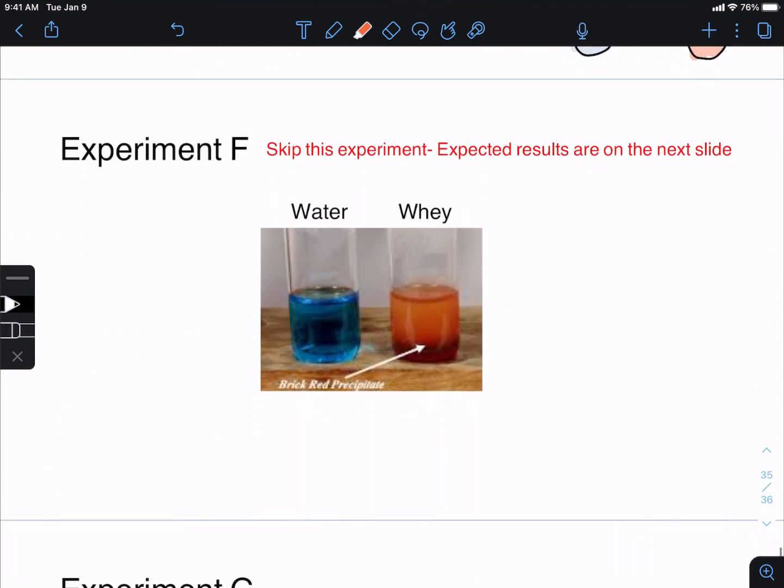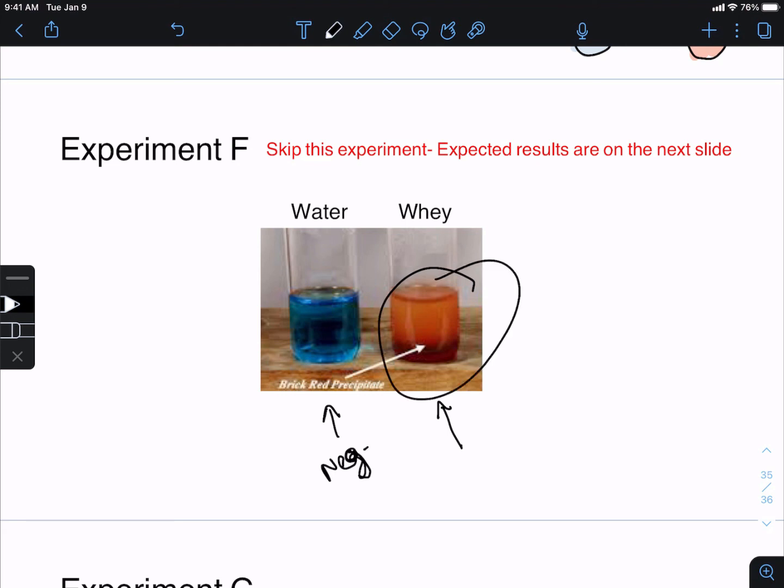Here's an example of what it would look like. So this is my negative control. This contains only water. Get in the practice of recognizing what your negative and positive controls are. There is no positive control here. And this would be my whey with Benedict's after I've boiled it for 30 minutes. Sorry, 3. Please don't boil it for 30 minutes. Way too long. 3 minutes is enough. Usually 2 minutes is enough. As soon as you get a color change, you can stop.